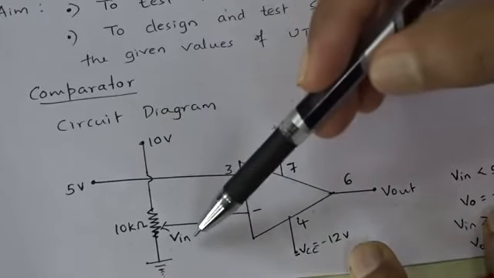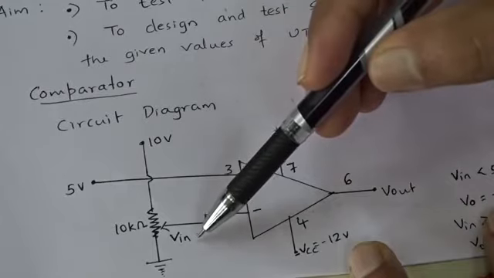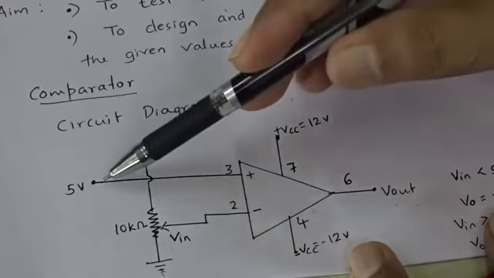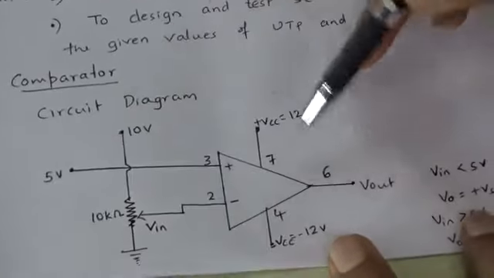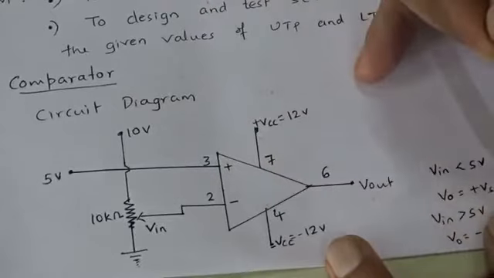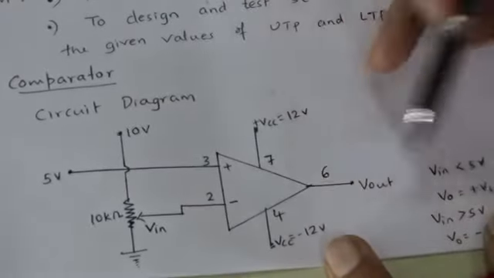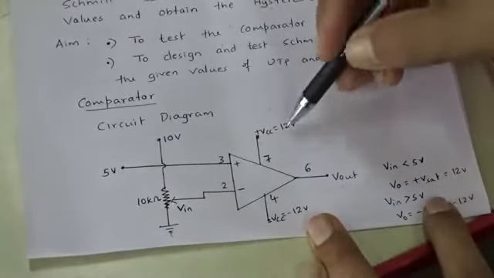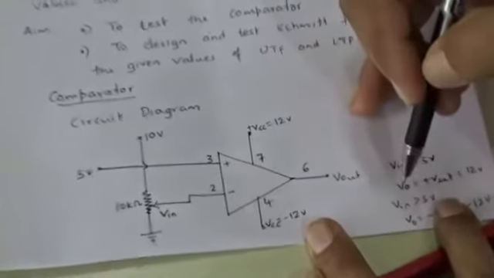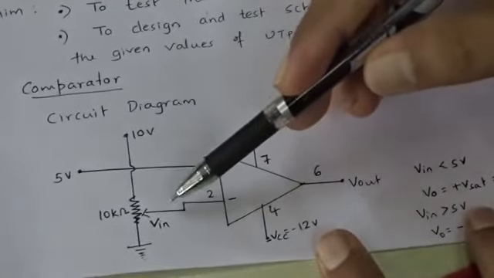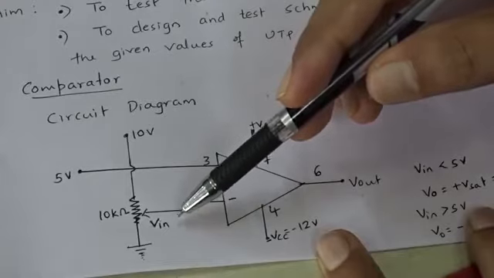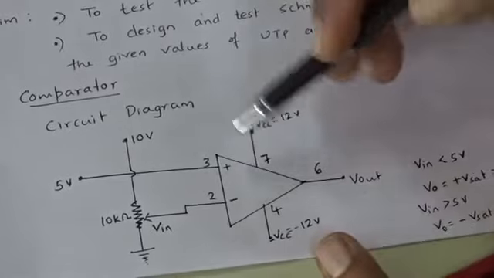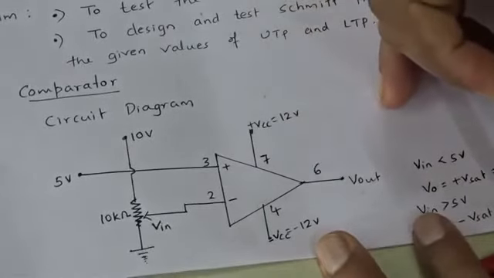Now while comparing, when Vin, the voltage at the inverting terminal, is less than the fixed reference voltage of 5 volt, the output will be plus V saturation, because as I mentioned it is an inverting comparator. So we will get 12 volt in this case, because the maximum voltage is 12. When Vin is greater than 5 volt, the output will be minus V sat, that is here minus 12 volt.